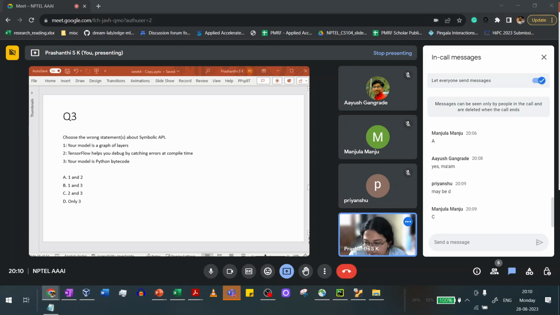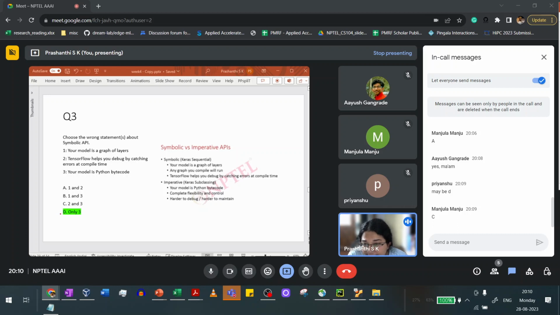Any other answers? Okay, let's take a look at the answer. It is D, only 3. So I think one person got it right. So let's take a look at this, right? Symbolic versus imperative API. In your symbolic API, your model is kind of a graph of layers, and TensorFlow, so this is basically where you compile, right? So again, going back to the earlier thing, you can think of it as lazy execution versus eager execution, right?